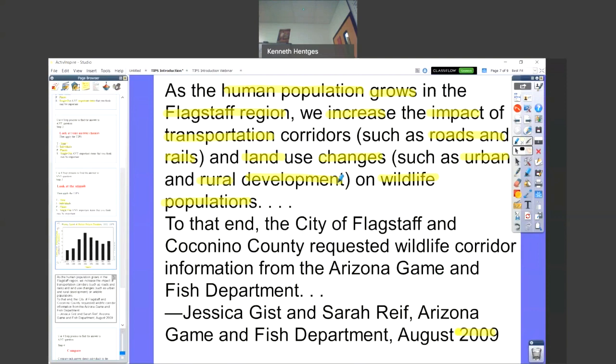What is this telling you? More people are moving into the Flagstaff region. And what impact does it have on animals?